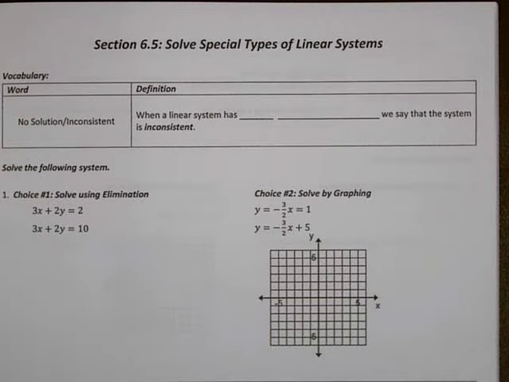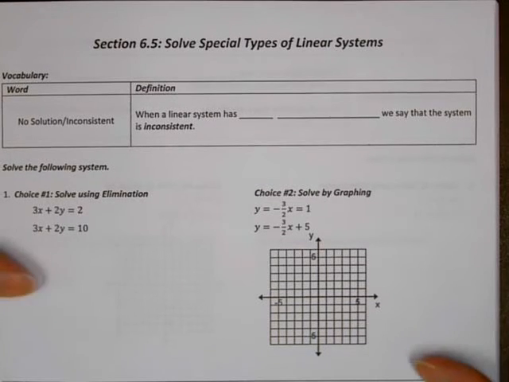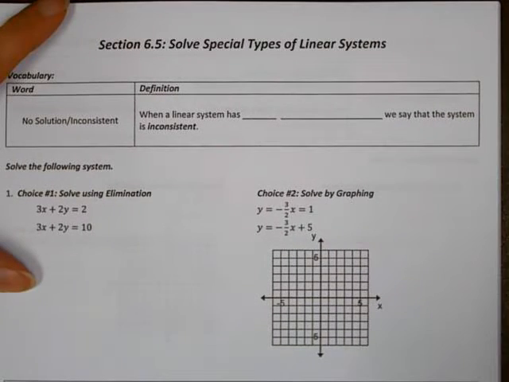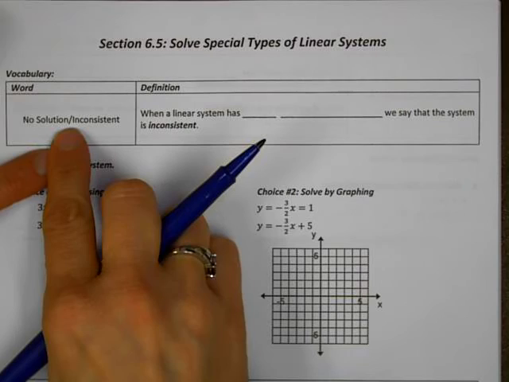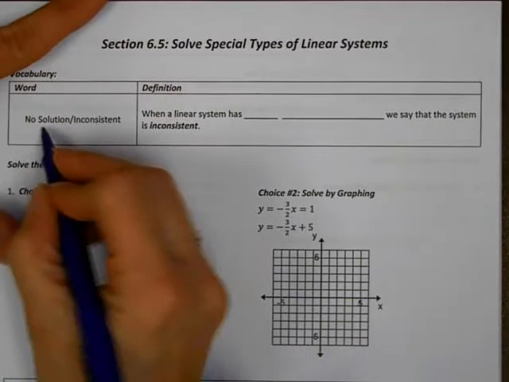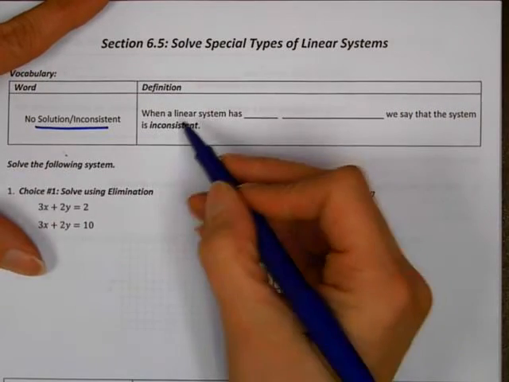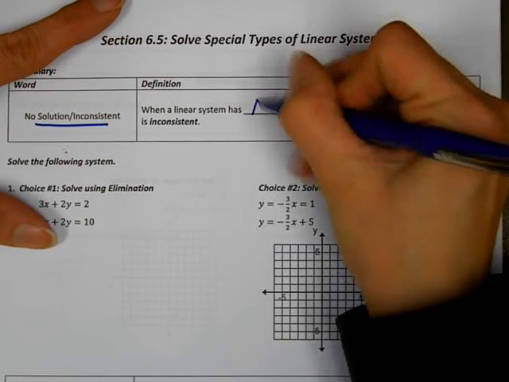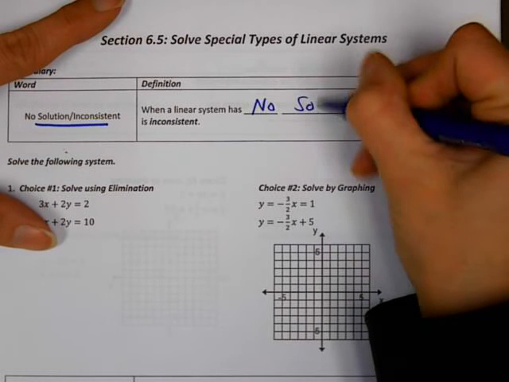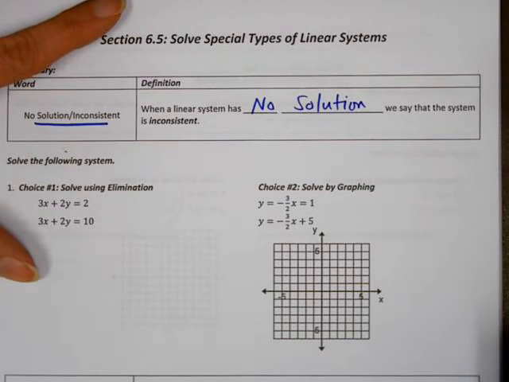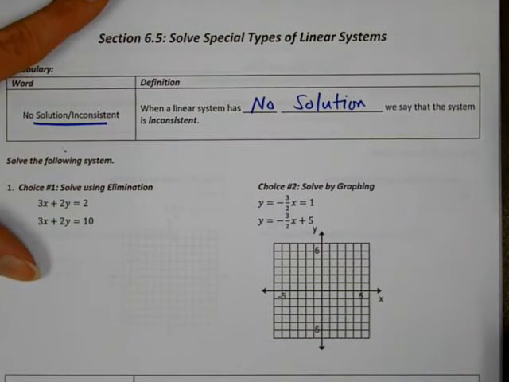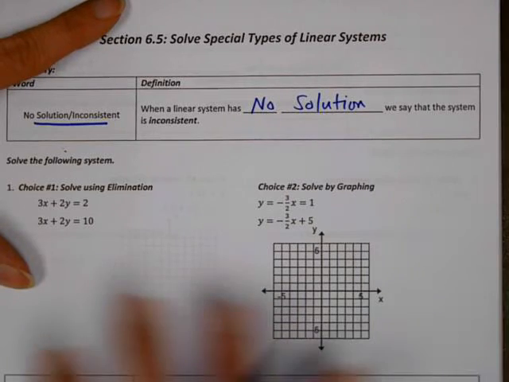We are going to continue our study of systems, but now we're going to have some special types of systems. Sometimes there is no solution, or it's called inconsistent. So when a linear system has no solution, we say that the system is inconsistent. How can this be? How could there be no solution? Let me show you a couple ways.